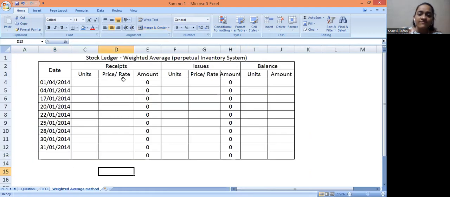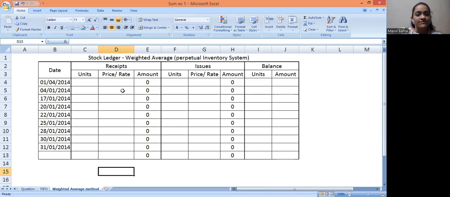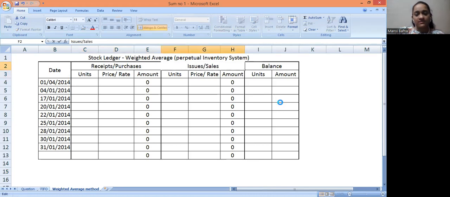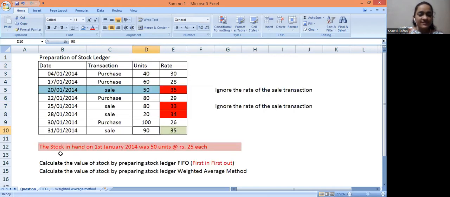The stock register as per the weighted average method will also be the same, where you will have a receipts column which will talk about your purchases, an issue column which will talk about your sales, and one balance column. The first transaction will remain the same because it is beginning with your opening stock. So whenever it is beginning with your opening stock, you will start normally.